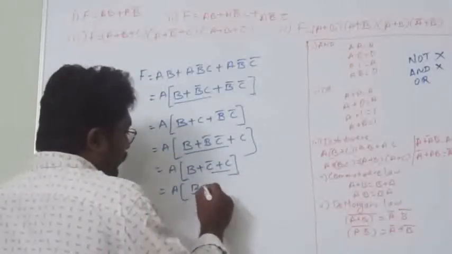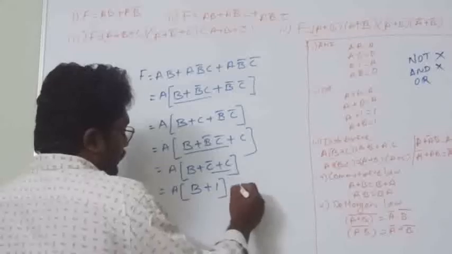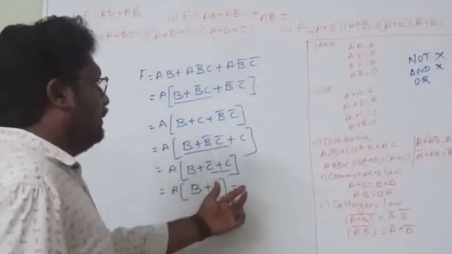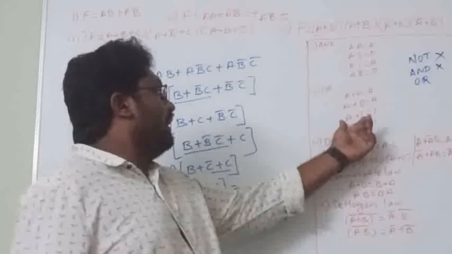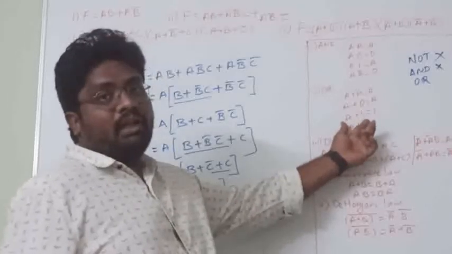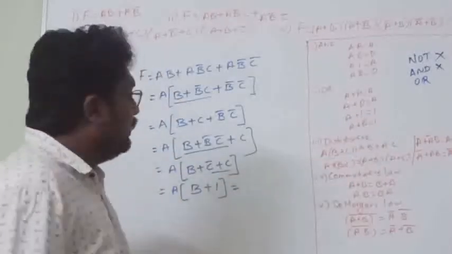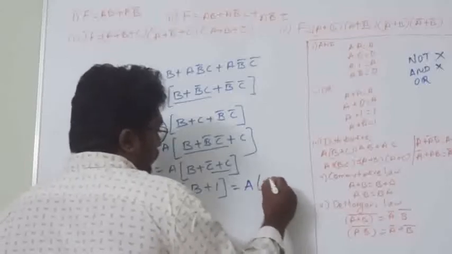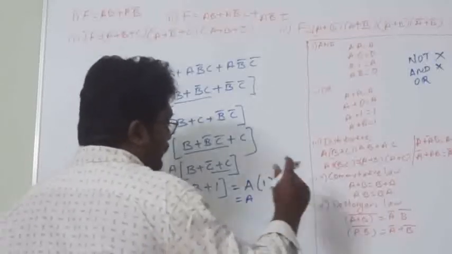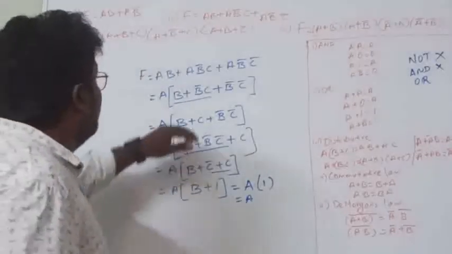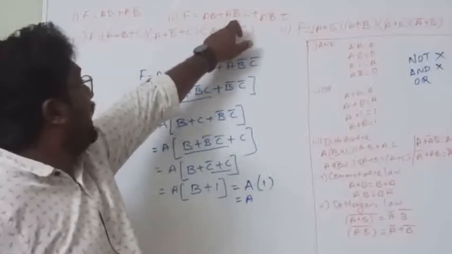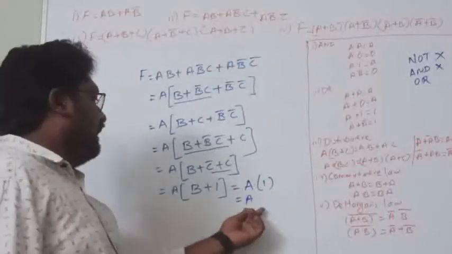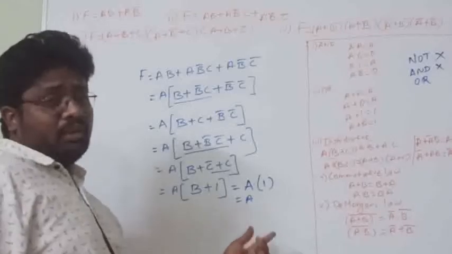So B or 1, and this is equivalent to B or 1. So if we are performing the OR operation with any variable, the output will be 1. So A and 1. So the final output is A. So the given expression AB plus A B bar C plus A B bar C bar can be reduced as A by using the Boolean algebra.